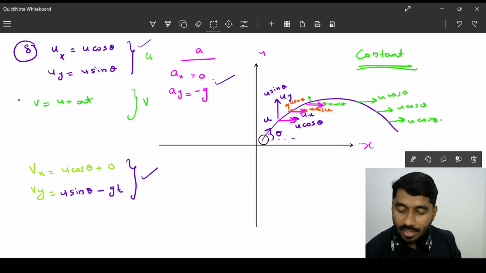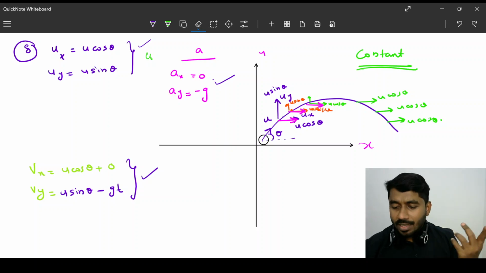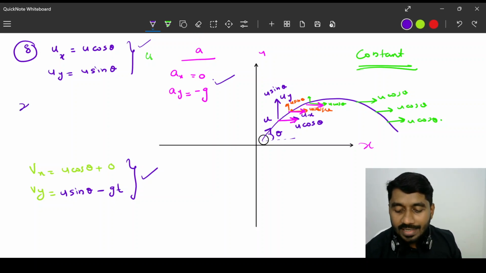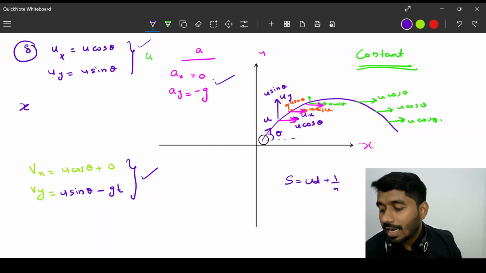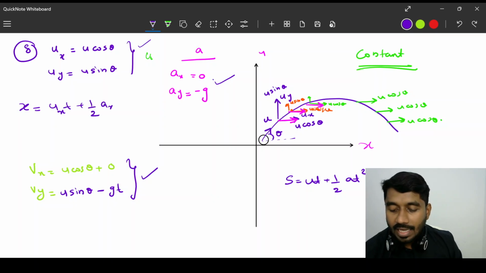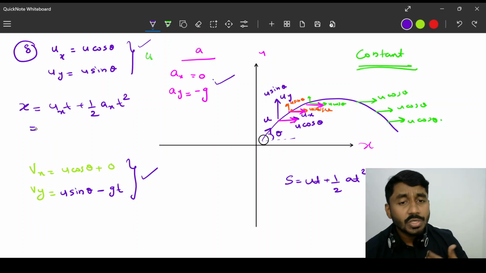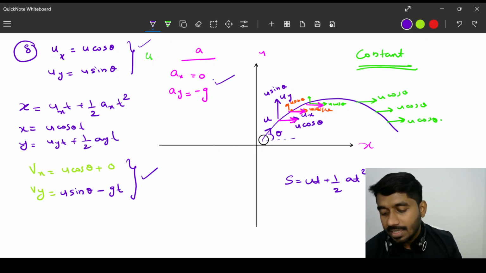So we just derived u, v, a. Let's move on to the displacement. What is the displacement equation? We know the displacement equation is ut plus half at square. So what is the displacement in the x-axis? Substitute it: uxt plus half axt square, and substitute the ux. What is ux? U cos theta into t. Ax is 0, so the x displacement is only u cos theta into t. What is the y displacement? Uyt plus half ay t square.